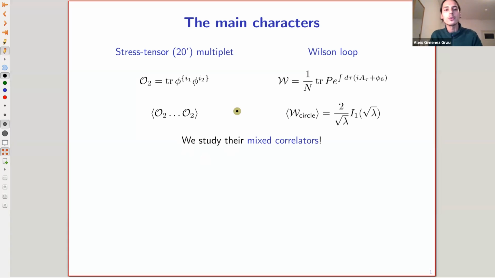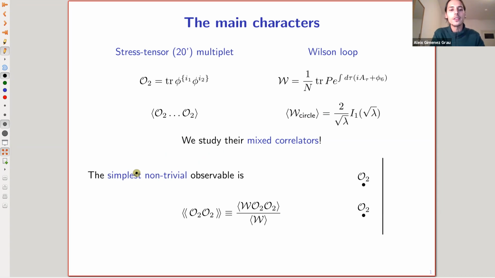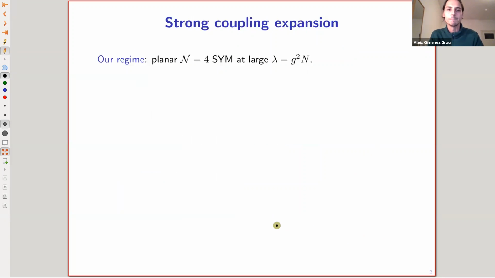But today what we do is to actually consider the interplay between the two observables. So we want to consider the first non-trivial correlator that involves both Wilson loops and local operators. So the simplest such observable is a 2-point function of local operators in the presence of the Wilson loop. This double bracket notation means that we are normalizing all of our correlators by the expectation value of the loop. So graphically, this is the kind of observable we are interested in.